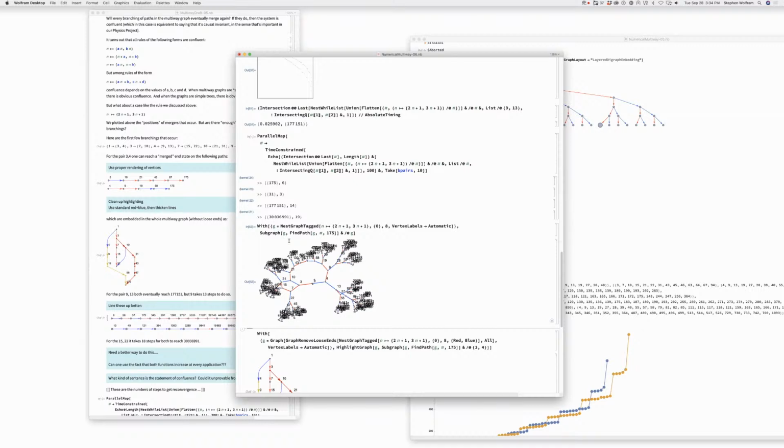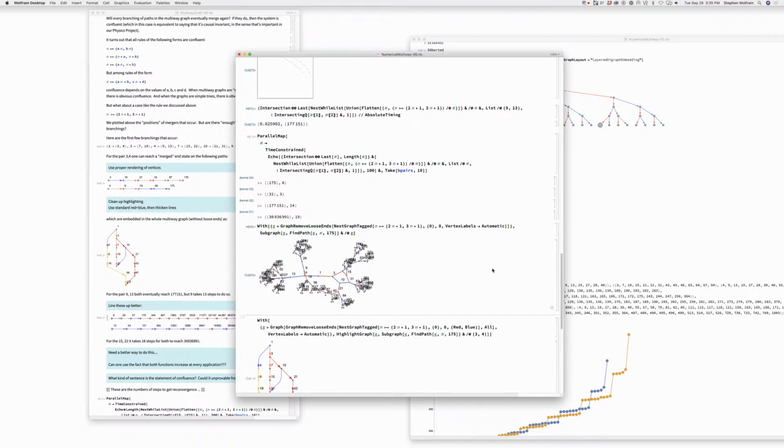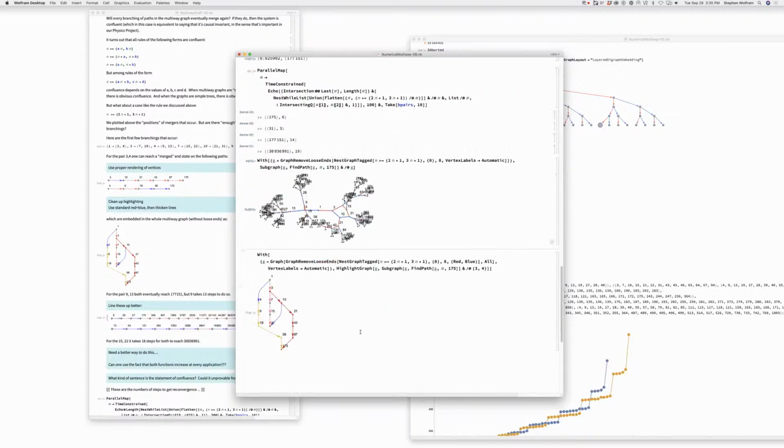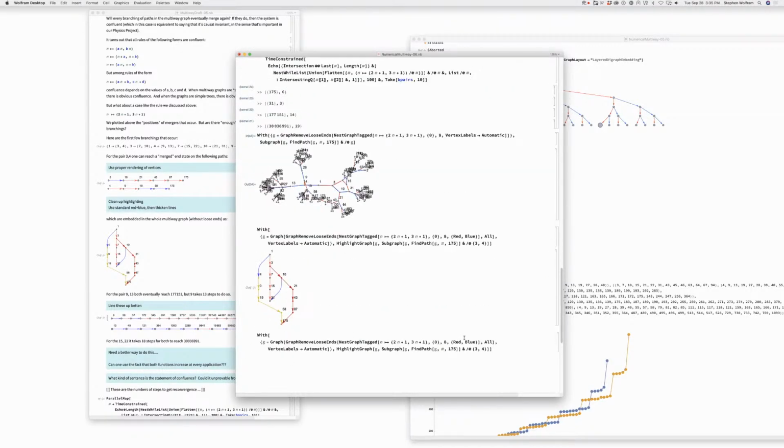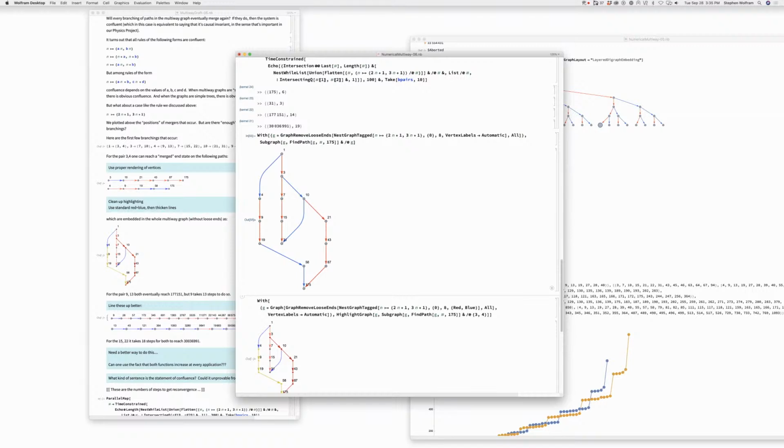Oh, very critical piece. Remove loose ends. I wonder if that has a more official name. That's removing all the trees on the edges. What's going on here? Okay, who understands this piece of code here? Oh, there's another important point. There we go. That's better.